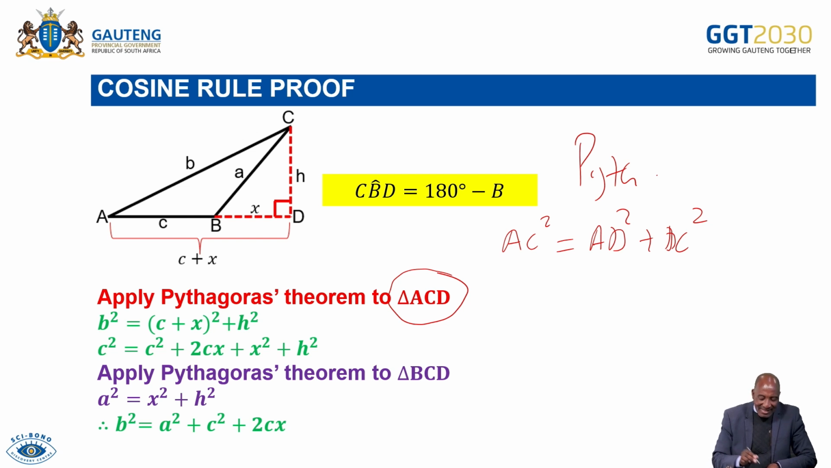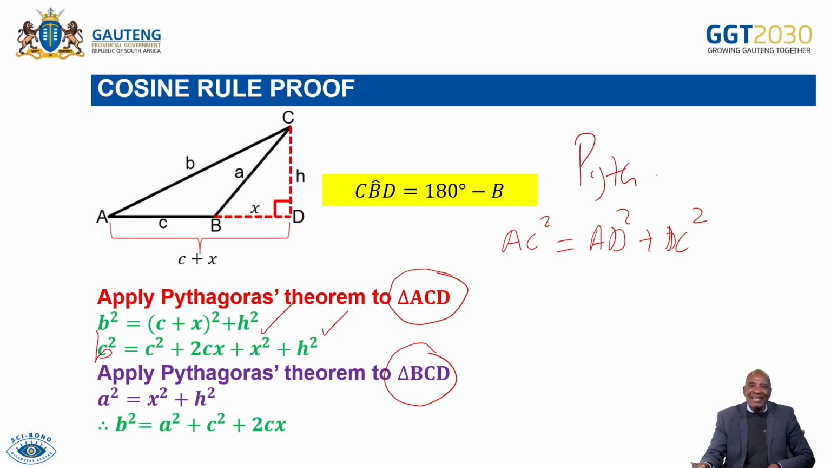B squared here is equal to C squared plus 2CX plus X squared, then plus H squared after expanding. Then we go to our second triangle, which is BCD, this one here, which is the outside triangle that we have extended and produced. BDC is our new triangle, small one.